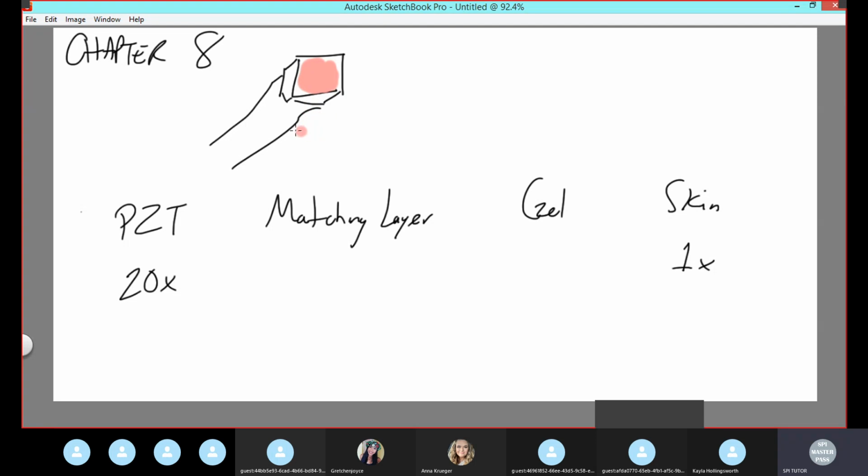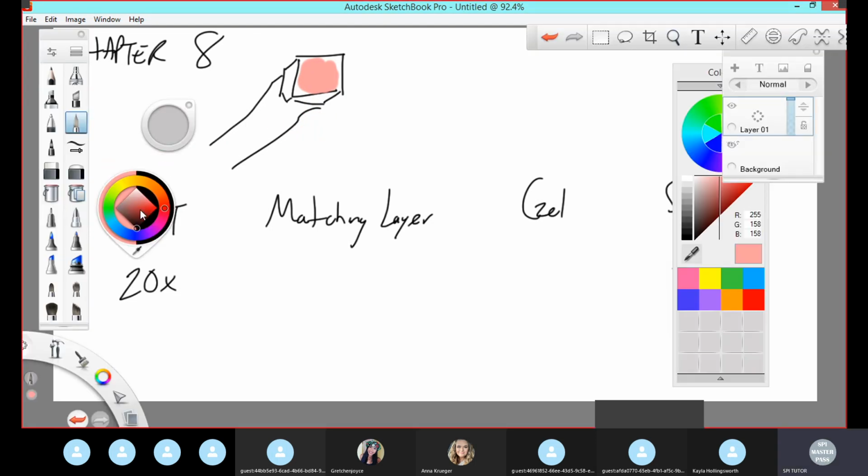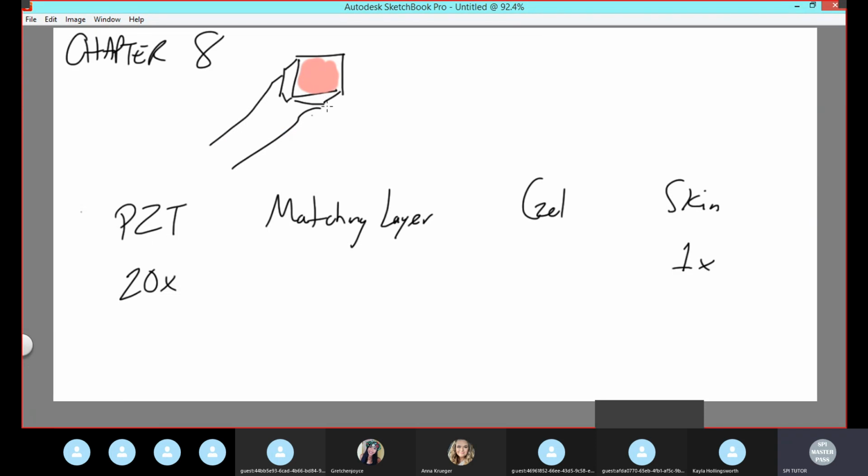So the matching layer touches the skin. And I don't know if you've ever tried this before, but if you ever grab that transducer with the matching layer and you press it really hard against the skin, you see nothing. Okay, you see nothing because you're missing this guy, the gel. All right. So this is how all of this works.